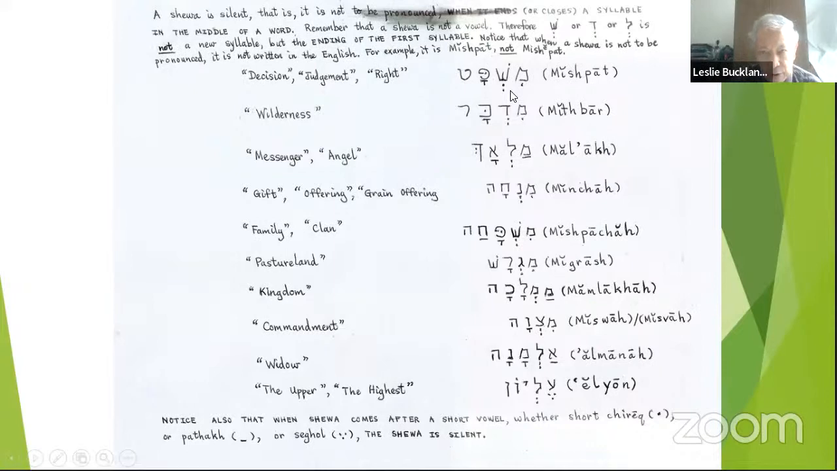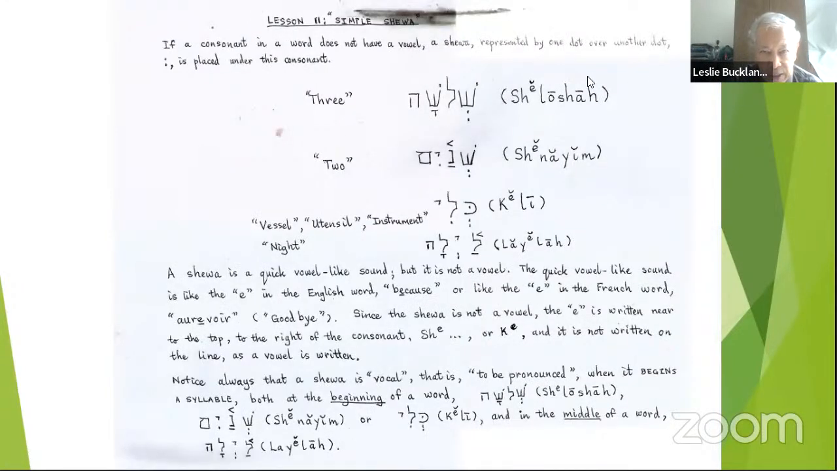On the other hand, in the first page, when I looked at these examples, when you have simple shiwa beginning a syllable at the beginning of a word, like you have shelosha, or in the middle of a word like layala, then you pronounce it. So when it begins a syllable, either at the beginning of a word or in the middle of a word, you are to pronounce the simple shiwa.